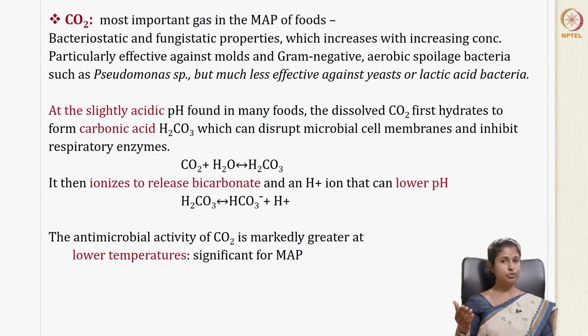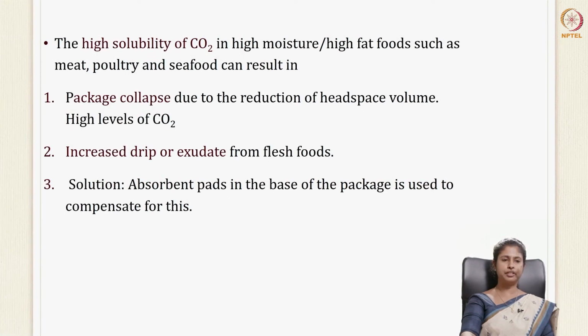Now, acids usually can decrease your pH, and decreasing your pH is good because that inhibits microorganisms, and that can even disrupt the microbial cell membranes. For example, as you see in this equation, this is carbonic acid produced when carbon dioxide dissolves in water and then ionizes to release the bicarbonate. So these bicarbonates can lower your pH. The antimicrobial activity of carbon dioxide will be much greater at lower temperature. That is why it is usually coupled with chilling temperatures.